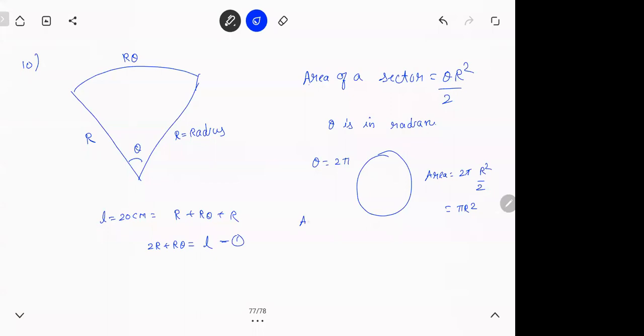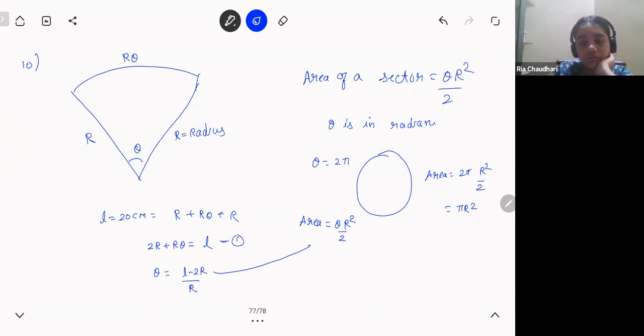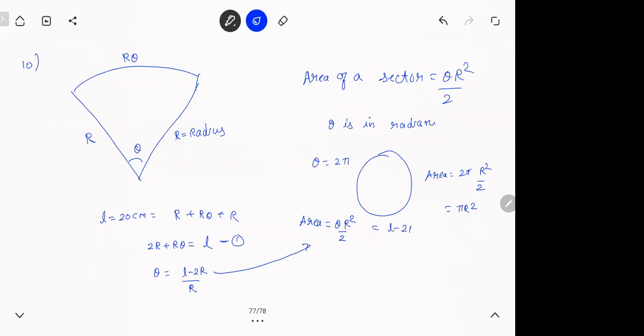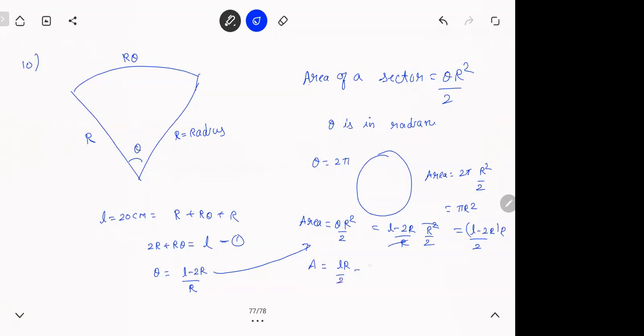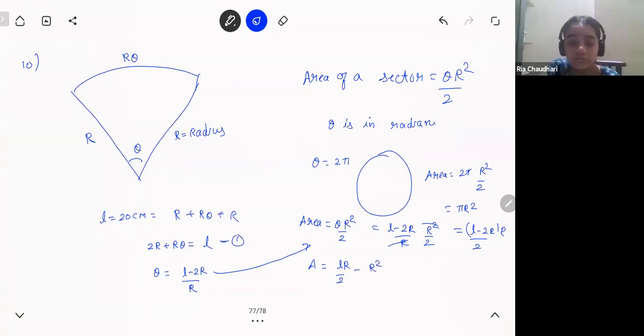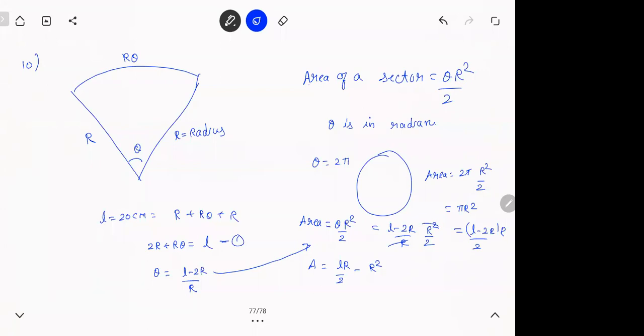And what is the area? Area is theta r square by 2. So from here I'll get theta: L minus 2r by r. Substitute here: L minus 2r by r into r square by 2. One r will cancel. L minus 2r by 2 into r. So we have Lr by 2 minus r square. So at the end of the day, you got the area as Lr by 2 minus r square.